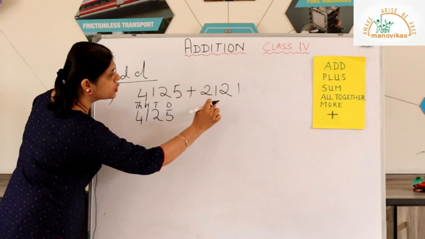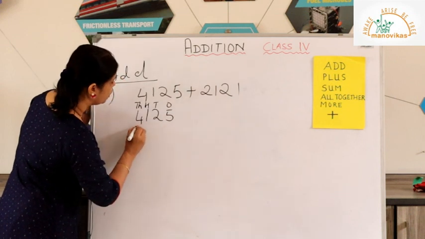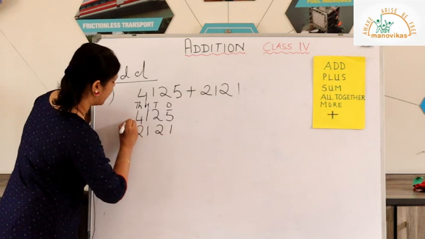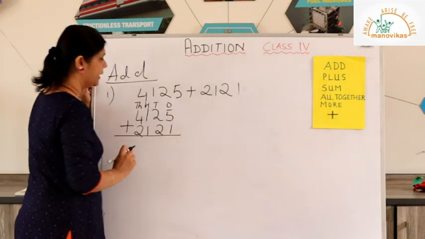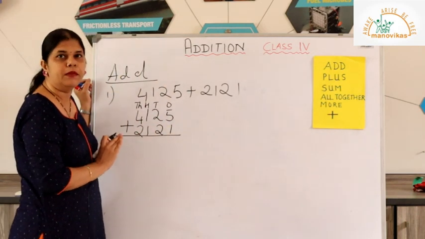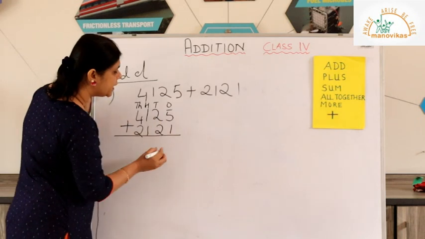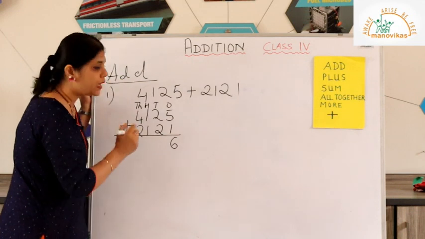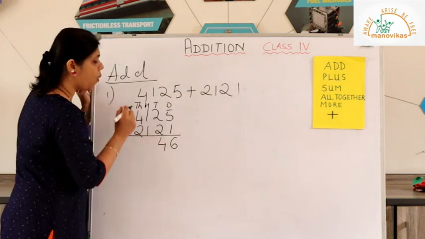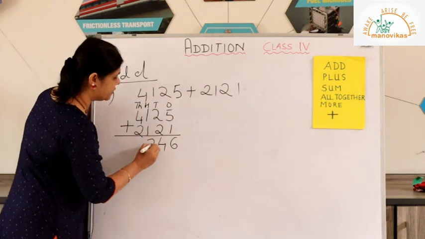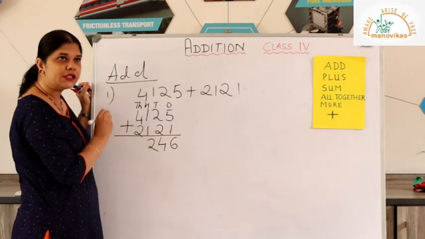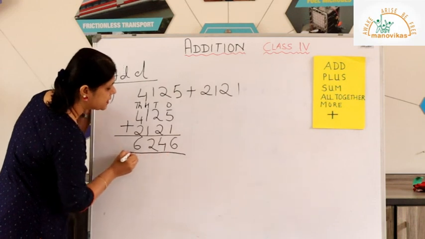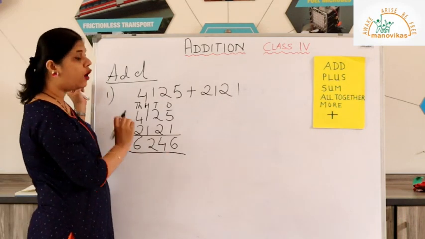So this also has 4 digits. So what we'll do? 2, 1, 2, 1. Put a plus sign and then you add. Now you know how to add the numbers, right? 5 plus 1 is how much? 6. 2 plus 2 more is how much? 4. 1 plus 1, 2, that's right. And 4 plus 2, 5 and 6. So you have 6. So what is the answer? 6, 2, 4, 6.